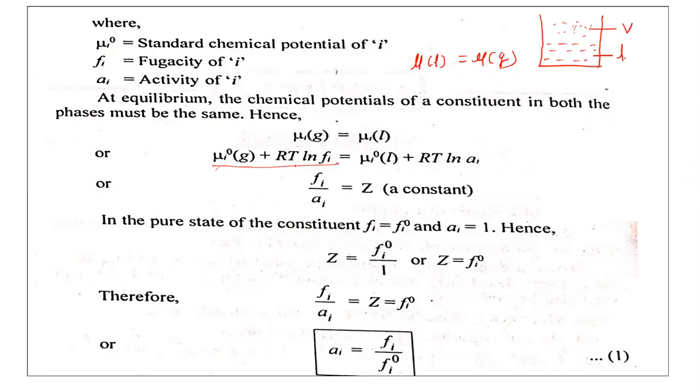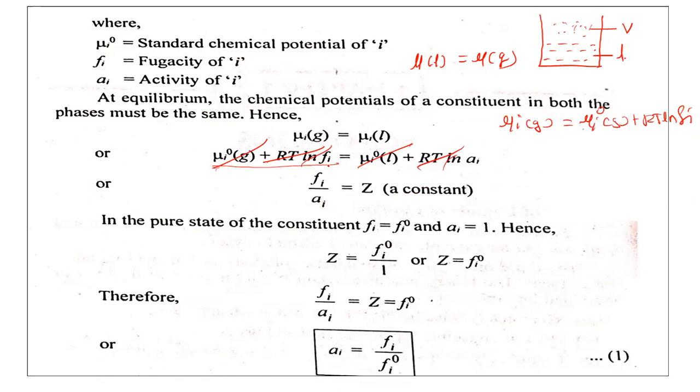We know that the chemical potential of the ith component in the gas phase is equal to mu i 0 plus RT ln Fi. This is known to us. So this becomes equal to this. Actually, the standard chemical potential in both phases is the same, so it cancels. Both values are the same. The RT also cancels, and ln is on both sides.